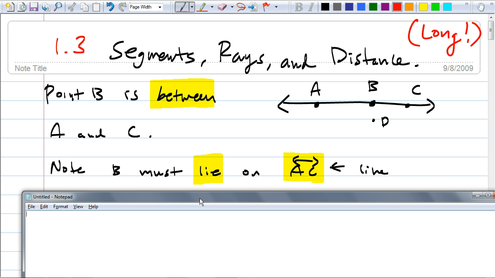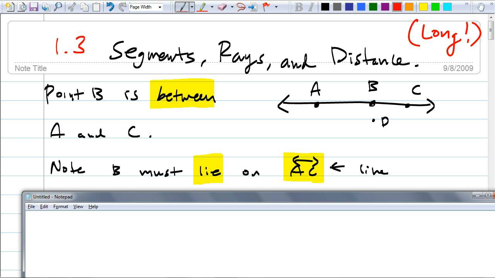But when I say "between" in this class, in geometry, it means something particular. If I say a point is between two points, like for example, point B is between A and C, that means B has to be right on the line AC. It cannot be above or below. That's what I'm trying to say. Does that make sense?